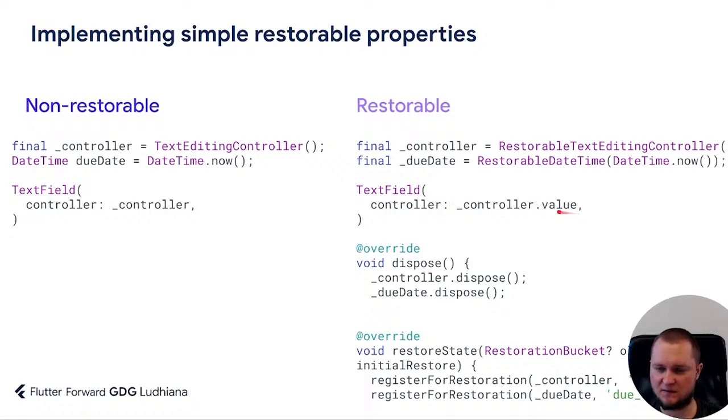You have to extract the value from the restorable field. And what is important, and which I suggest to do right after adding the fields, is to dispose them. Every restorable field has to be disposed in widget dispose method. And we need to register them for restoration in the restore state method. The second argument here is a key, and it has to be unique in the scope of this page, not globally in the whole app.